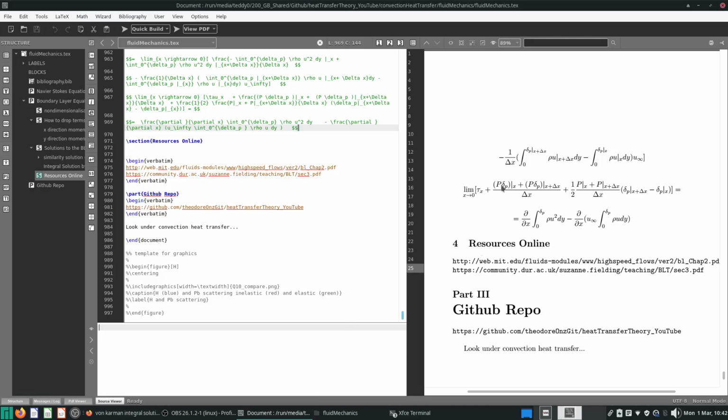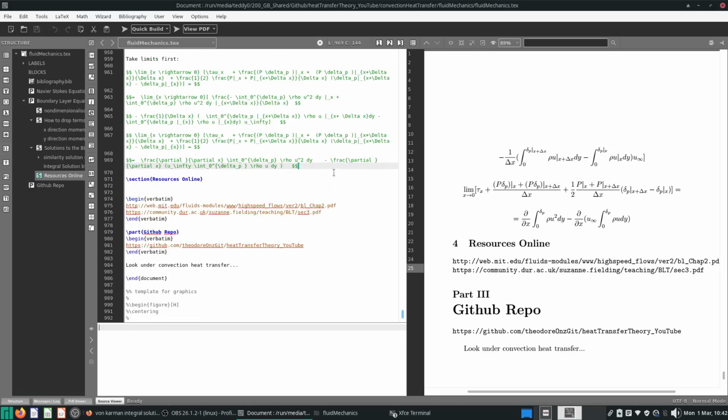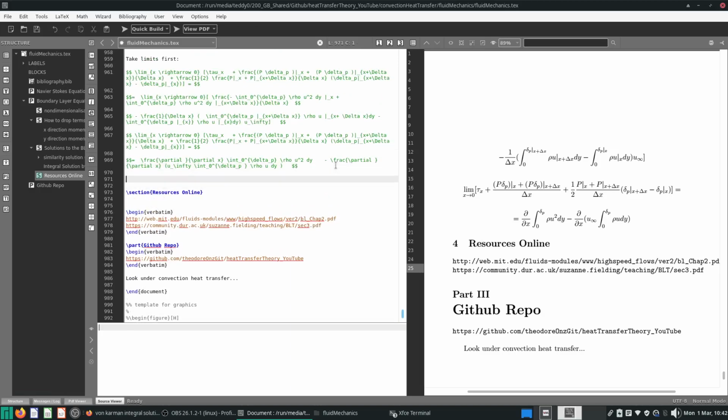Welcome back. So we're gonna continue where we left off. That means we're gonna continue our derivation. All right. So the last time we left off, we did the right hand side derivatives.